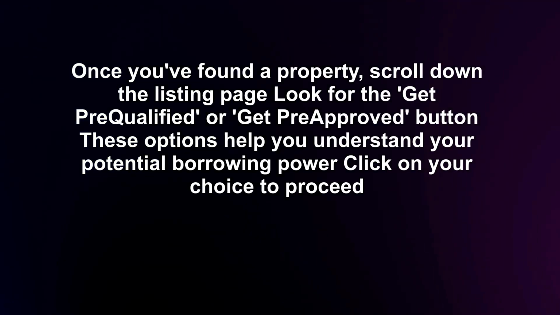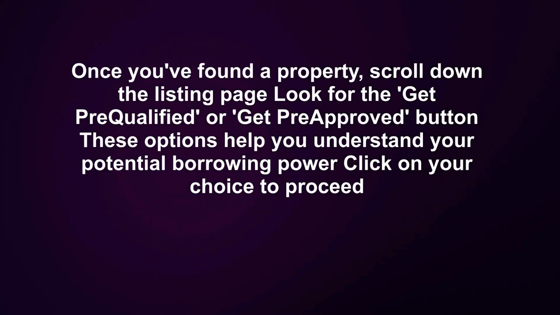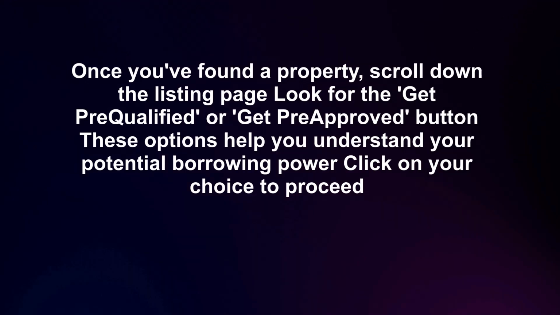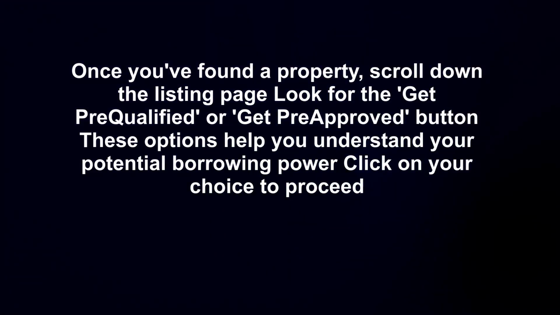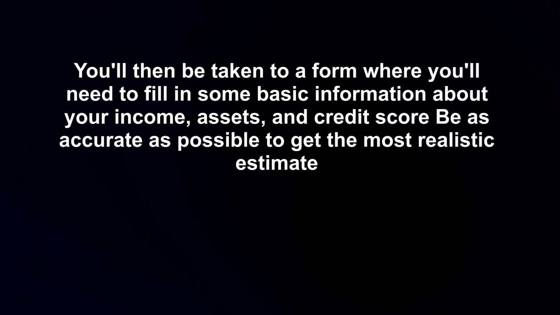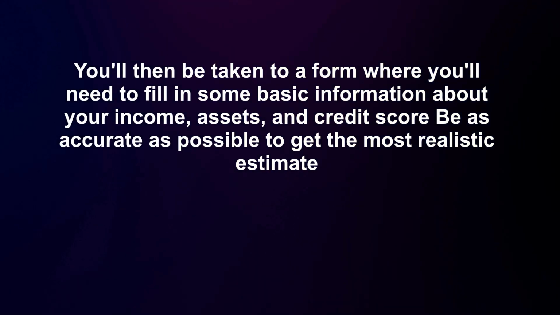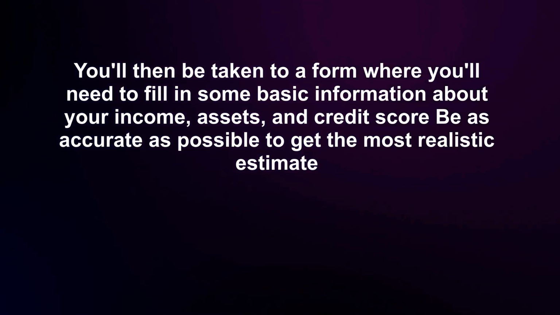Once you've found a property, scroll down the listing page. Look for the Get Pre-Qualified or Get Pre-Approved button. These options help you understand your potential borrowing power. Click on your choice to proceed. You'll then be taken to a form where you'll need to fill in some basic information about your income, assets, and credit score. Be as accurate as possible to get the most realistic estimate.